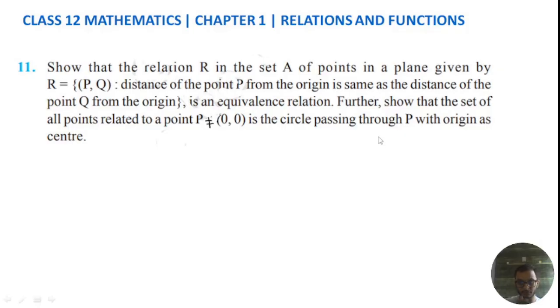Okay, so let's move to this question. Yeah, this is a very important one. Even this can be asked in boards for 3 to 5 marks. This question is very good. So what is given? The relation R in the set A of points in a plane. So our universal set is the set of points in a plane, and the relation is given as the pair of all p comma q such that the distance of point P from the origin is the same as the distance of point Q from the origin. We have to show this is an equivalence relation.